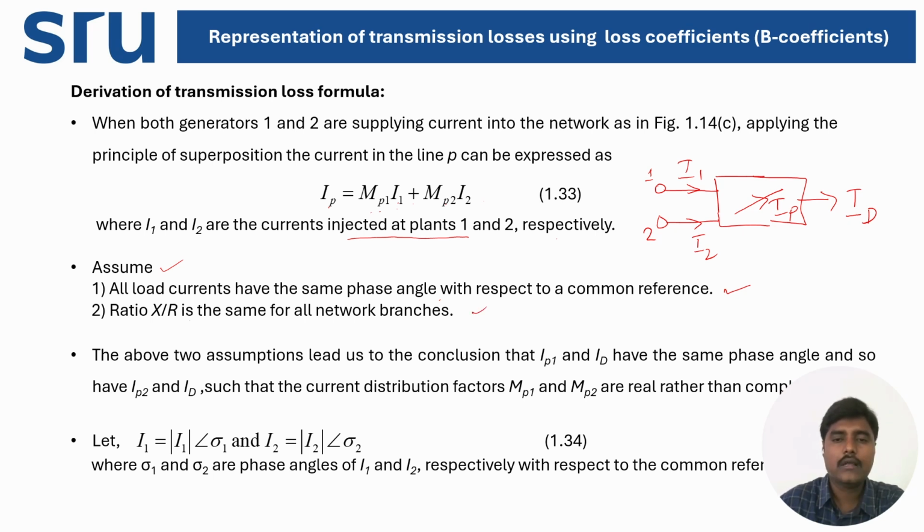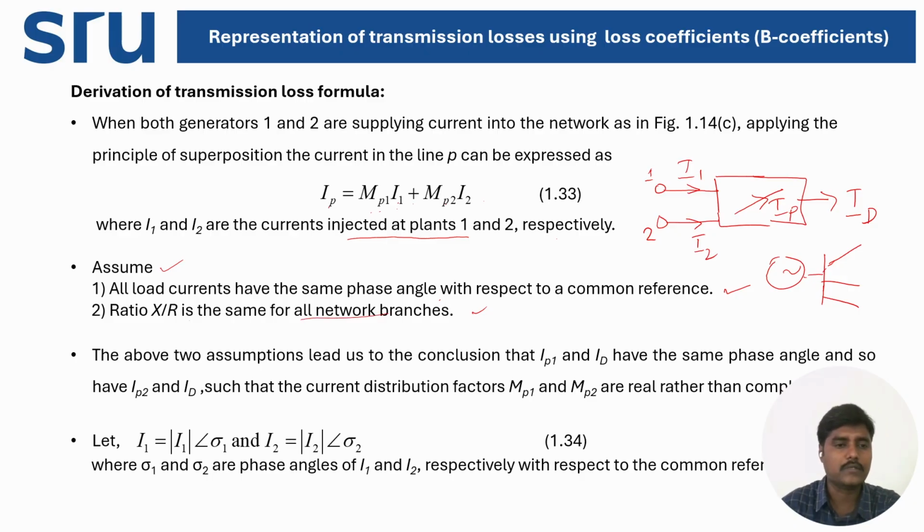In general, all the transmission lines will be connected in parallel. Whenever the transmission lines are connected in parallel, if you calculate the reactance, you have to take the net equivalent reactance and the net resistance also. So when you calculate the ratio of X by R, it is the same for all the network branches.